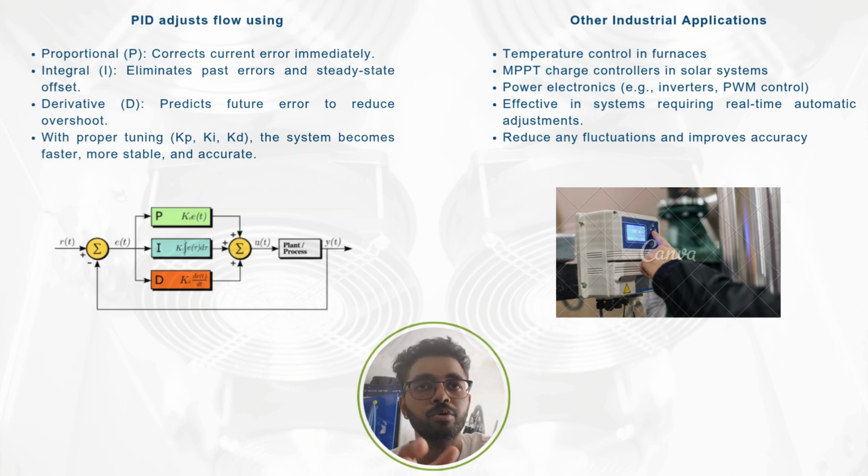Besides that, PID controllers aren't just used in cooling towers. They are also applied in other industrial systems, such as temperature control in furnaces, which prevents overheating, MPPT charge control in solar power systems that extracts maximum energy from time to time, and power electronics for generating PWM signals in inverters.